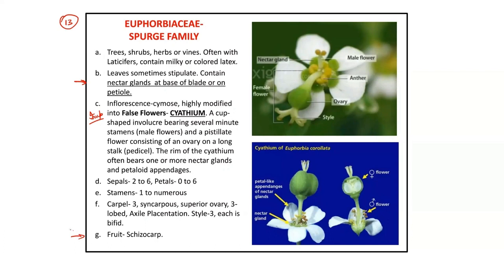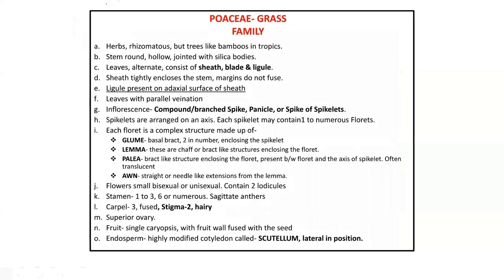So those three or four features are important, but I have given you all the botanical features that are present inside the family. Don't miss out on the things that I have highlighted, that are important, that are in bold. Don't miss them. Okay. Then we come on to the Poaceae family, or the grass family, and the important point is that the leaves are alternate, and they consist of sheath, blade, and a ligule. So ligule is important, and ligule is present on the adaxial surface of the sheath.